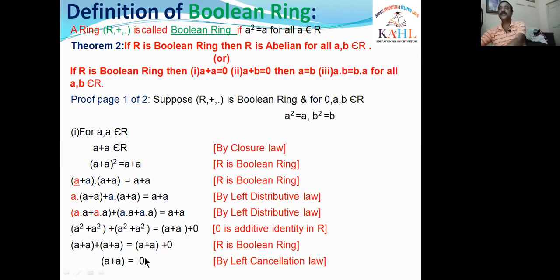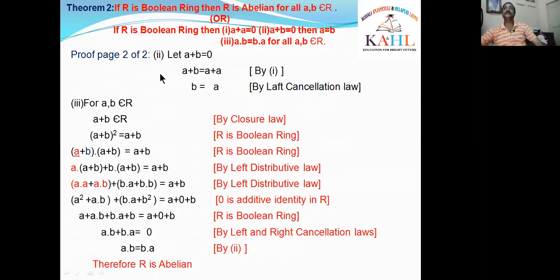Right. Next we go to the second bit. What is the second bit? We have to take A plus B equal to 0, and then we have to prove A is equal to B. For that I am taking A plus B equal to 0. If you see the proof on page 2 of 2, the second bit, what you have to take?